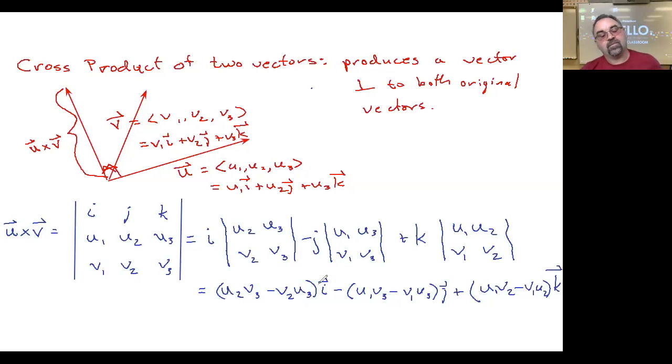And no matter which vector you try it with, if you want to dot product our vector with either U or V, you should get 0 because it is going to be perpendicular.